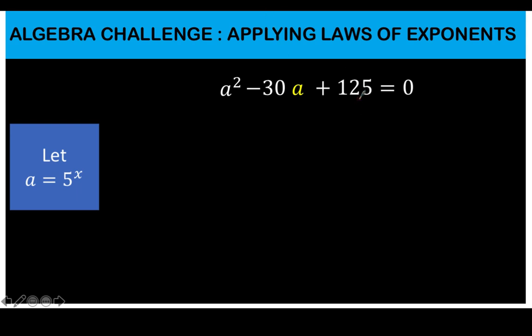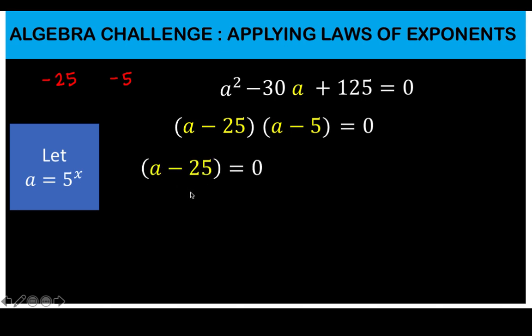So we simply get possible factors of 125 that will result to negative 30 when added. And those two factors are negative 25 and the other one is negative 5. You multiply these two, you will get positive 125. You add negative 25 plus negative 5, the result is negative 30. And so, we now write this as a minus 25 and a minus 5. The product is 0. And when the product of two factors is 0, one of these factors must be equal to 0. Either the first factor is equal to 0 or the second factor is equal to 0.